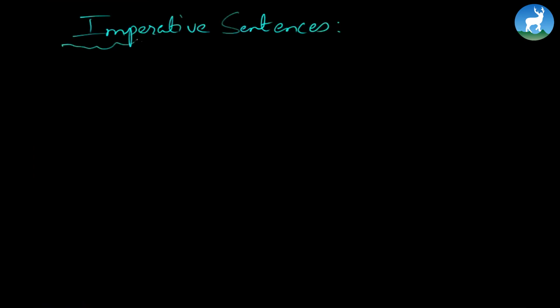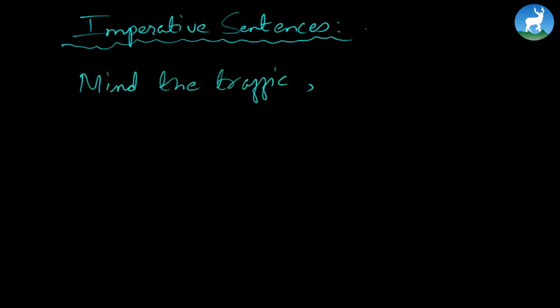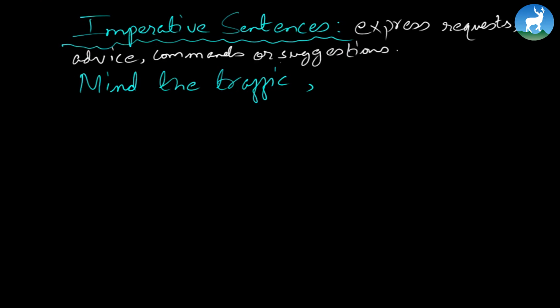Now, in imperative sentences, that rule does not apply. Now, for example, let's say mind the traffic. What did the earlier rule say? Now, what are imperative sentences, by the way? What do you understand by imperative sentences? Now, to begin with, sentences which express requests, advice, commands, or suggestions, they are what we call imperative sentences. That's why, look at this, mind the traffic. We can consider this to be a suggestion.